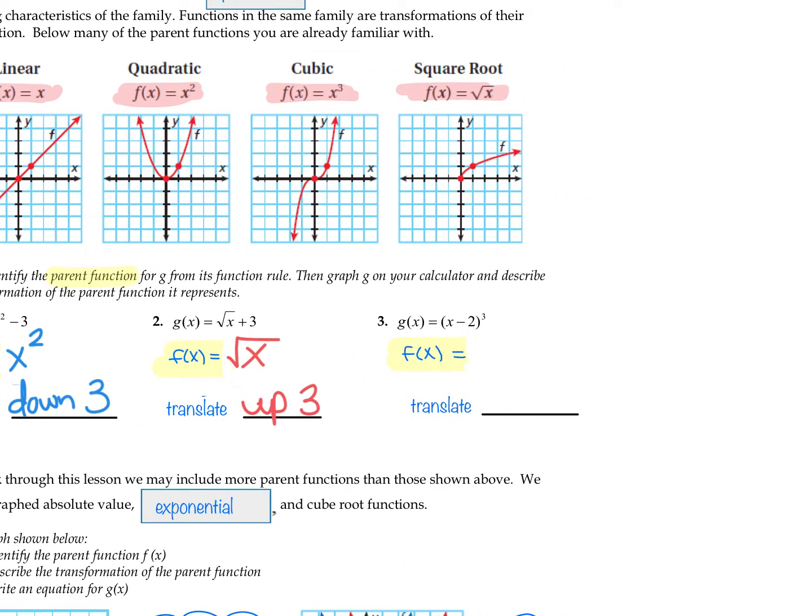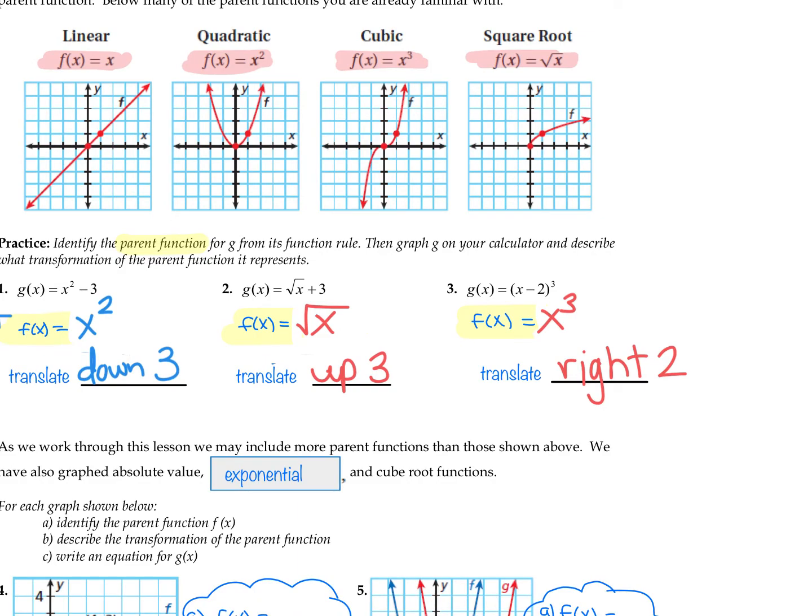In number 3, I have x minus 2 cubed. That cubed tells me that this parent function is going to be x cubed. And we have the minus 2 inside the parentheses, so remember when it's happening directly to x, often inside parentheses, but it's directly with that x, then it is either left or right. A minus is to the right and a plus is to the left. So this would be to the right 2.